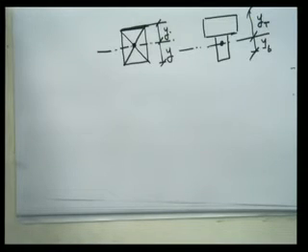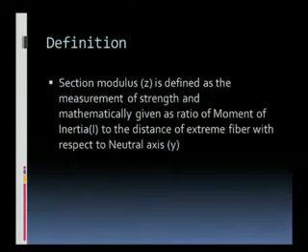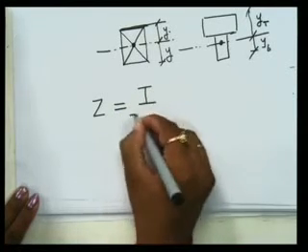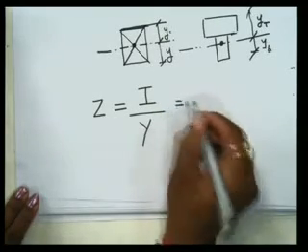Now if I want to define a section modulus, how can we define it? Section modulus is basically denoted by Z. In some cases it is also written as elastic modulus. Section modulus Z is defined as the measurement of strength, and mathematically it is given as the ratio of moment of inertia to the distance of extreme fiber with respect to neutral axis.